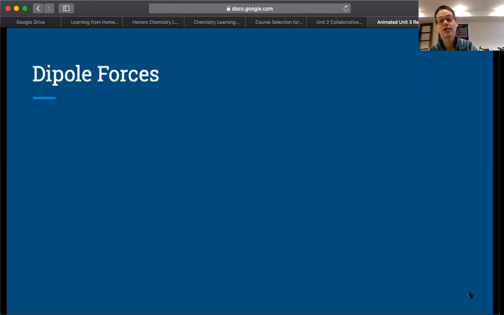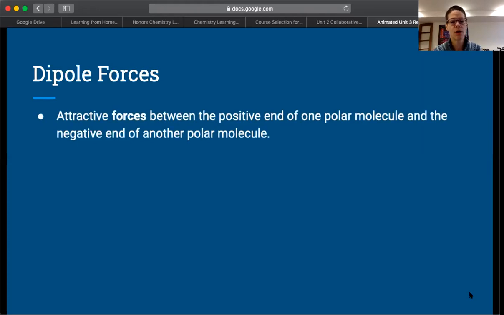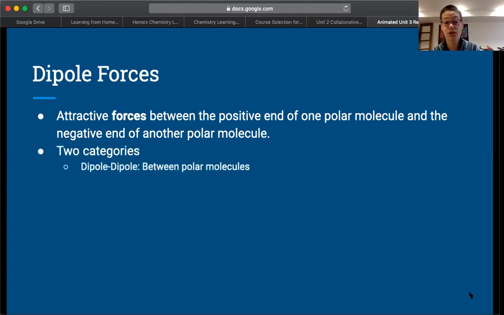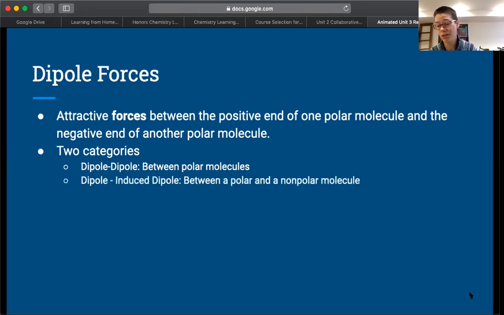Okay, so next you get dipole forces, and dipole implies pole, implying polarity. So you have to have a polar molecule here. This is when you get an attraction between a positive end of a polar molecule and a negative end of a different polar molecule. The most common of these is when you have just two polar molecules. That's what they normally ask. But you can have a polar molecule and a nonpolar molecule that forces it to be that way. Not as common. They normally only ask about dipole-dipole. So we'll just stick with that.